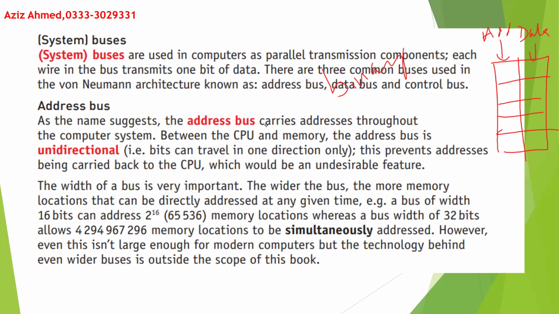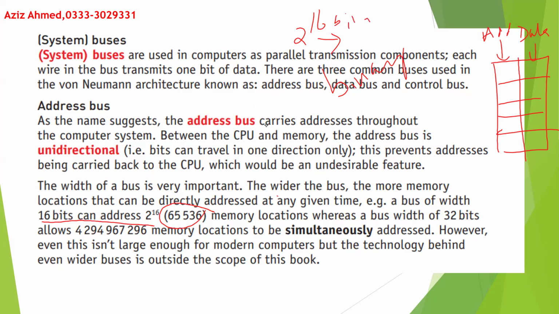Now again, the width of the bus. The width of the bus is very important. The wider the bus, the more data you can move, and the more memory locations that can be directly addressed at any given time. So the number of memory locations can be increased if you have a wider bus. For example, a bus with 16 bits can address 2 power 16 locations.